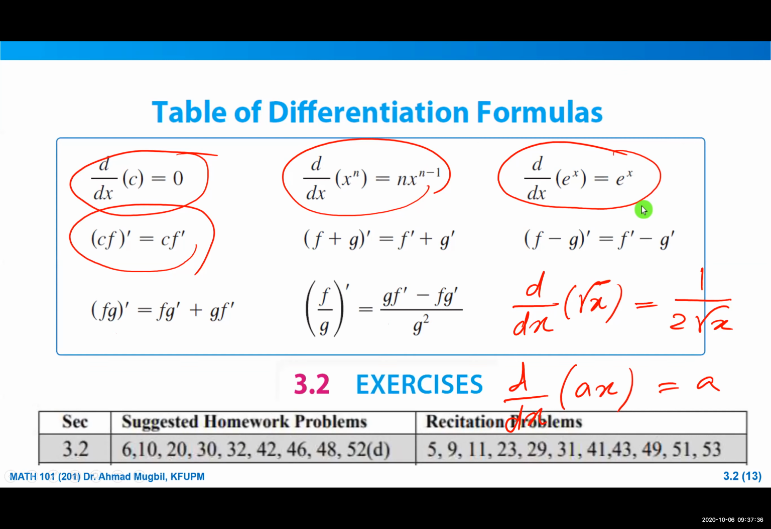And that's it, ya Shabab. This is 3.2. It is about just two concepts, the product rule and the quotient rule. Let's go now and practice. I don't want to go to 3.3.